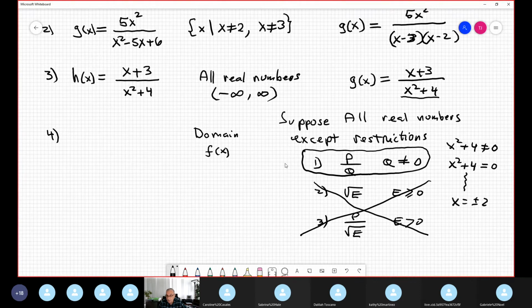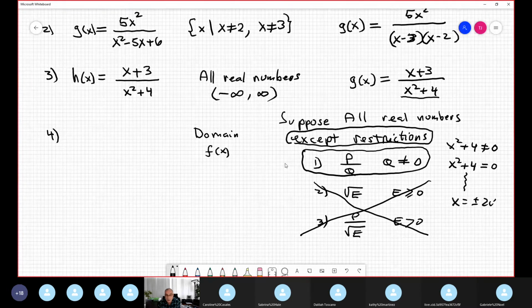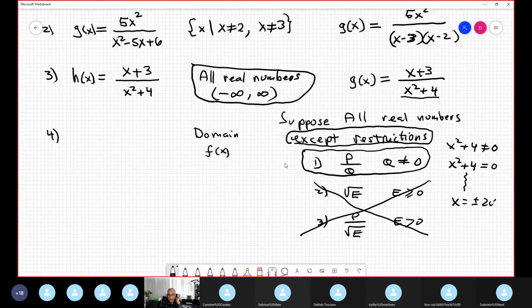Do you see it? Yes or no? Wait, I don't finish. Now, the interpretation of this. Well, the restriction is living in another dimension, not in the real field. Therefore, the conclusion is the domain of this function is all real numbers. Super clear or super confusing?